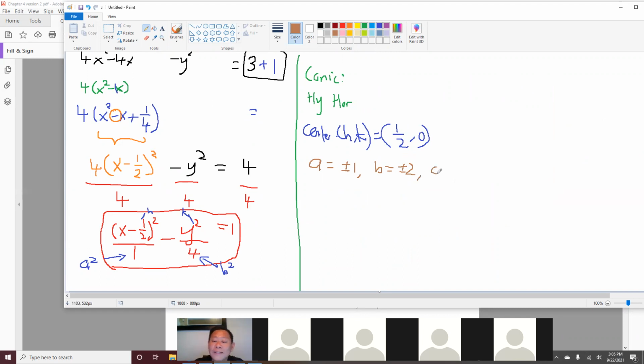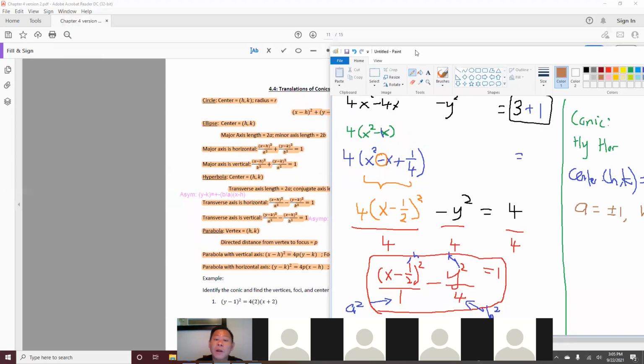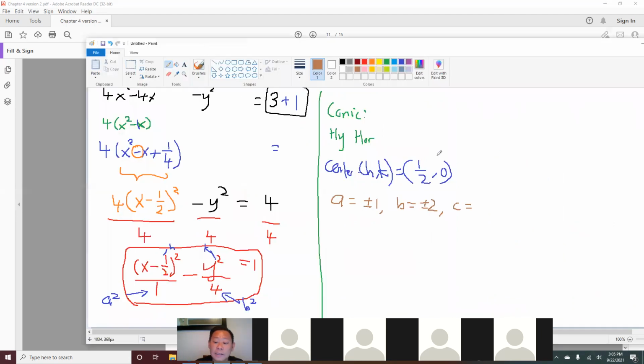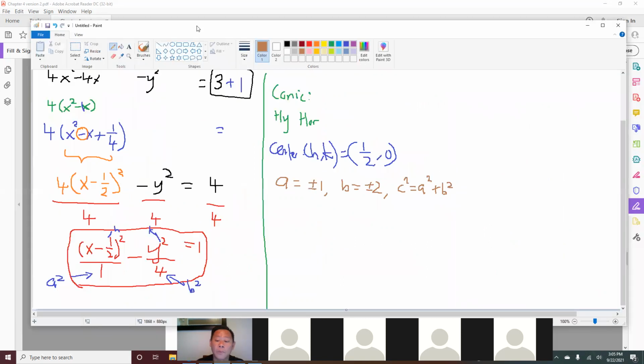Now you need to figure out C. And how you figure out C in this case is you have to use your formula. Since it's a hyperbola, the formula is this formula to find C. If it's an ellipse, you will use the minus sign. So in order for us to find C in this case, you have to use A squared plus B squared. Exactly the same as your Pythagorean theorem.